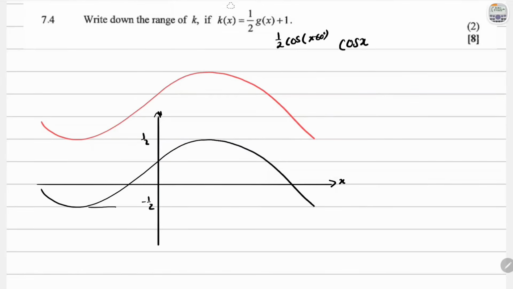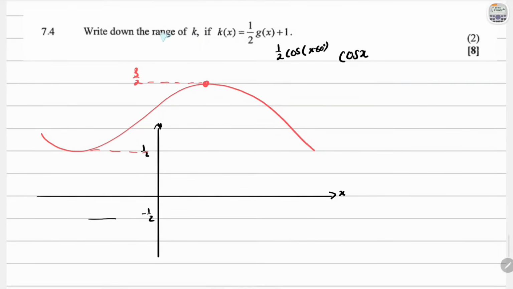And the maximum, this maximum was at a half. You're just going to add 1 to that. So plus 1 would be 1.5, which is 3 over 2. So it means that it reaches a maximum of 3 over 2 and a minimum of a half. That's what it's going to look like. Okay, so the range would be all the possible y values of this graph.